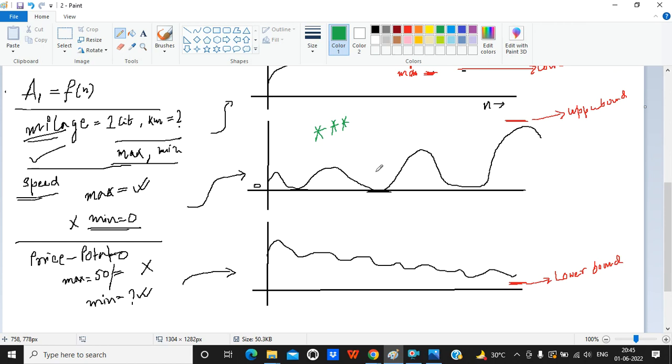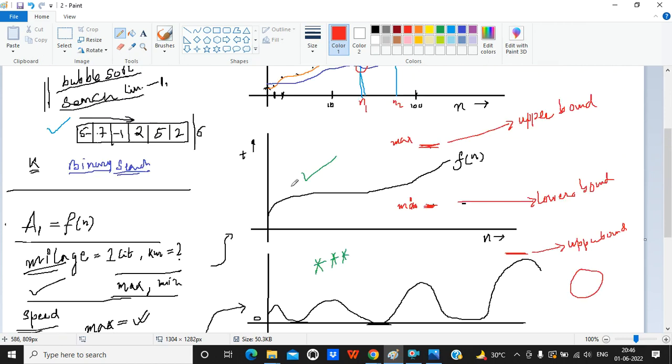But if your algorithm has a time within the limit, within my limit, so I will take your algorithm. So in most cases, we are interested in this upper bound only. And finally, coming to the conclusion, this is represented by big O, upper bound.